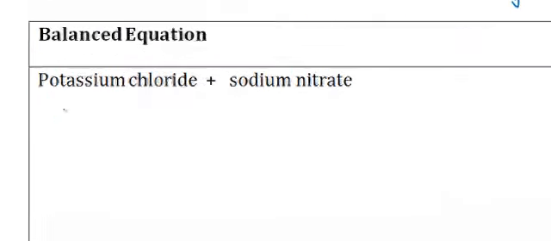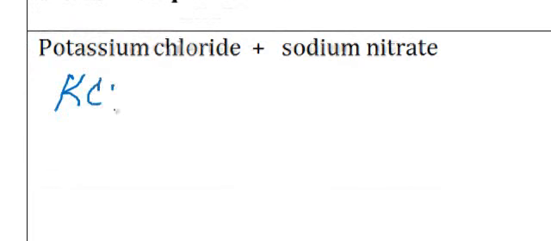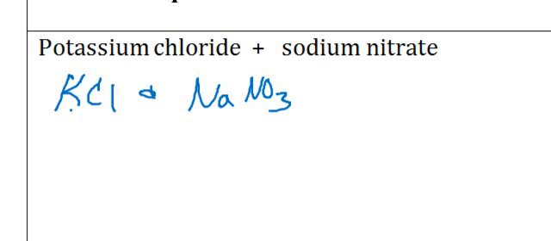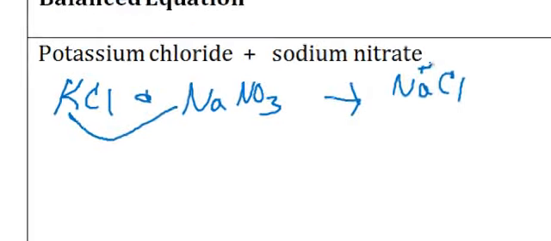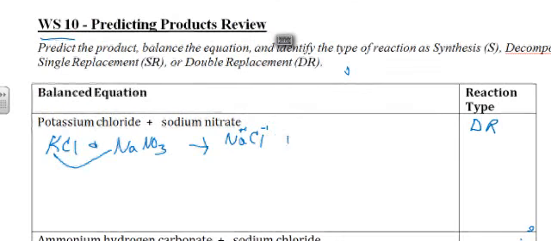So here I've got potassium chloride, which is KCl, plus sodium nitrate. Alright, so I've got two compounds, so what I'm going to do is replace both ions. So this is going to be a double replacement reaction. Right? So I think the easiest thing to do is just swap these two. So my sodium ends up with my chlorine. When I do that, sodium's a +1, chlorine's a -1, so that's balanced.